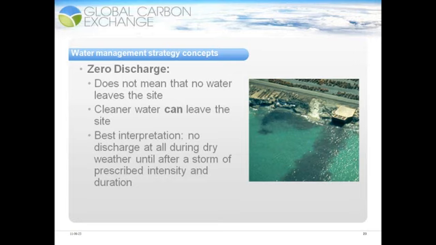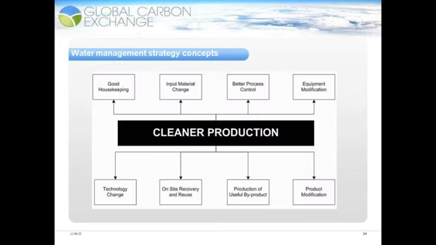Then having a look at cleaner production. Cleaner production is based around 8 pillars. Those 8 pillars are good housekeeping, input material change, better process control, equipment modification, technology, on-site recovery and reuse, production of a useful byproduct, or product modification. So on your specific site, you can use this table to go around and see how you can apply one of these cleaner production methods to various operations around your facility.